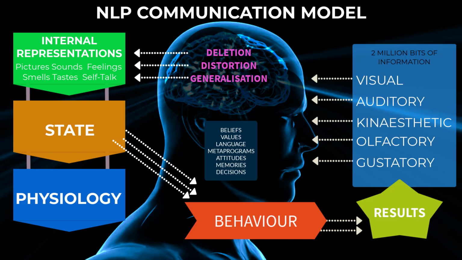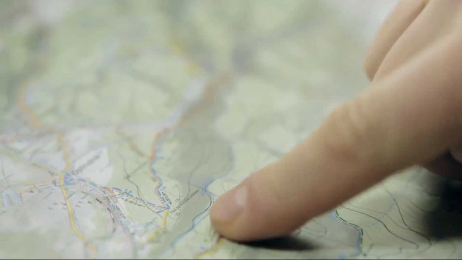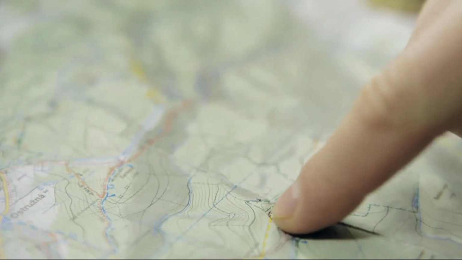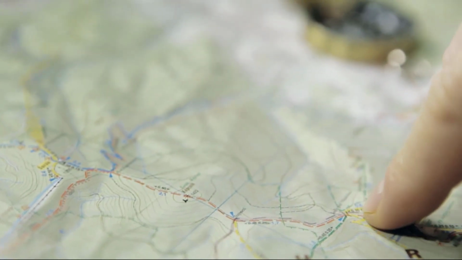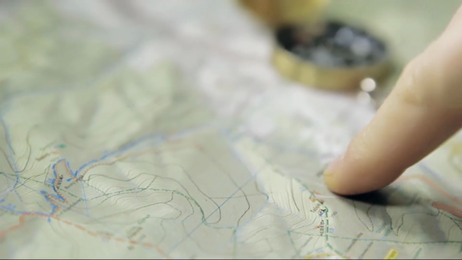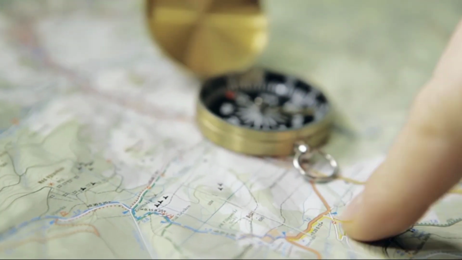The NLP Communication Model indicates that the map is not the territory. And so the internal representation that we make about an outside event is not necessarily the event itself. Think about the example of an Ordnance Survey map or Google Maps. It is a representation of the environment. These maps might be a good way of showing a route from A to B, however it will not show the complexity of the terrain, the inclines or declines or any other obstacles along the way.